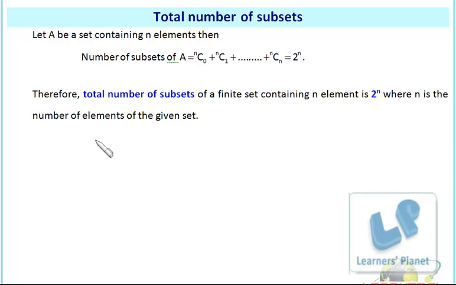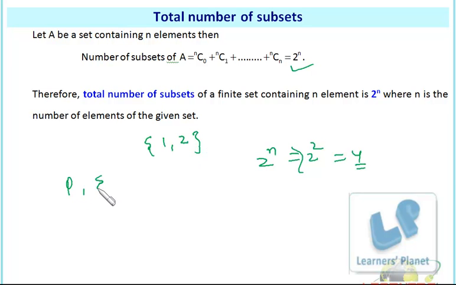Now, what is the total number of subsets for a given set? The number of subsets for a given set is equal to 2 raised to n, where n is the number of elements. Suppose I have a set with 2 elements, 1, 2. So how many subsets will I get? 2 raised to n. Here n is equal to 2. So 2 raised to 2, that is 4. So how many subsets will be there? 4. The first is phi, then {1}, then {2}, and then {1, 2}. So these are the 4 subsets.